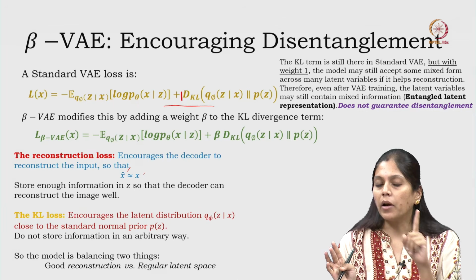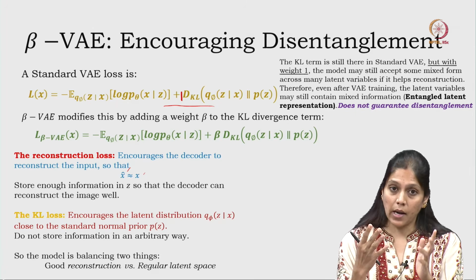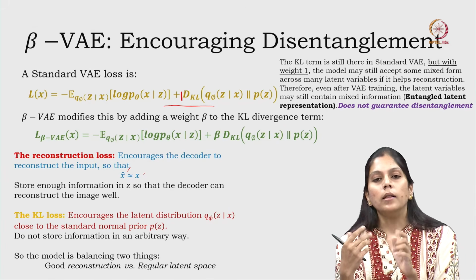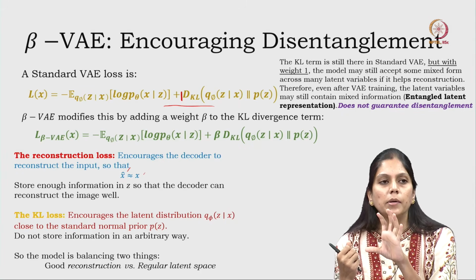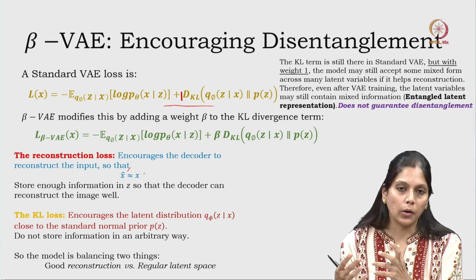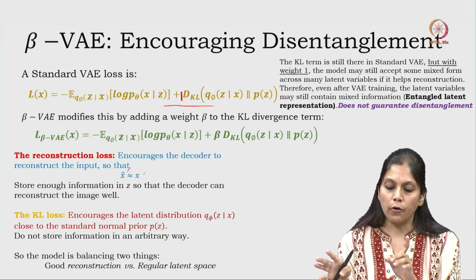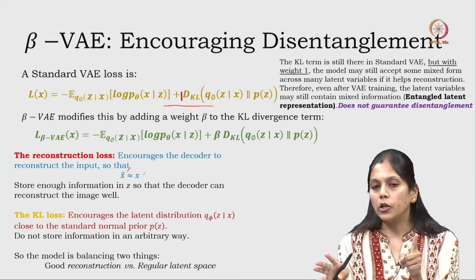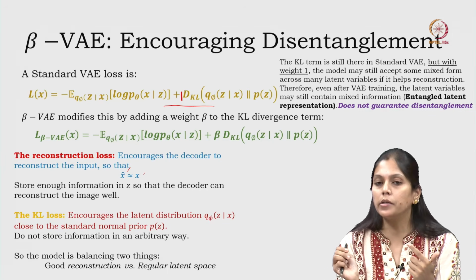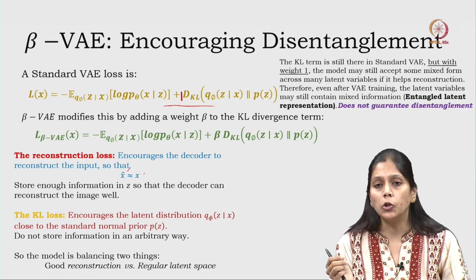Standard VAE, beta value is 1. Because beta value is 1, there is no guarantee that the latent representation is disentangled. You will have a mixture of the important variations present in the latent representation. Therefore, it is an entangled latent representation, and it does not guarantee disentanglement. If you have to achieve disentanglement, what is the only possibility? What should be the beta value? The beta value should be greater than 1.